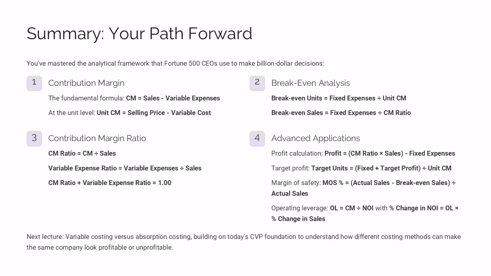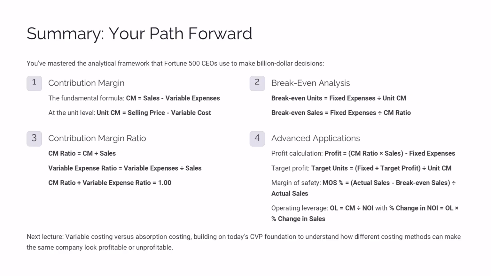You've learned operating leverage, calculated as operating leverage equals CM divided by NOI, with its multiplication effect: percent change in NOI equals OL times percent change in sales, understanding why some stocks move 10% on 1% revenue changes, and why career choices at high leverage companies offer massive upside but require strong risk tolerance.